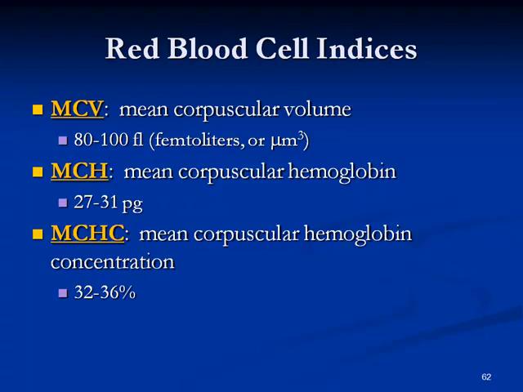Then the mean corpuscular hemoglobin is how much hemoglobin is in each individual cell. So you know you get a hemoglobin count in your CBC that tells you how much hemoglobin is in the bloodstream overall, like 12 to 15 grams per deciliter. This is in each cell, so 27 to 31 picograms, again a little teeny tiny part of a gram in each individual cell. And then the mean corpuscular hemoglobin concentration is kind of like the hematocrit for the individual cell. What percentage of hemoglobin is there per the volume of the cell. So what this does is it gives us additional information when we're looking at patients with anemia to discern what type of anemia they have.